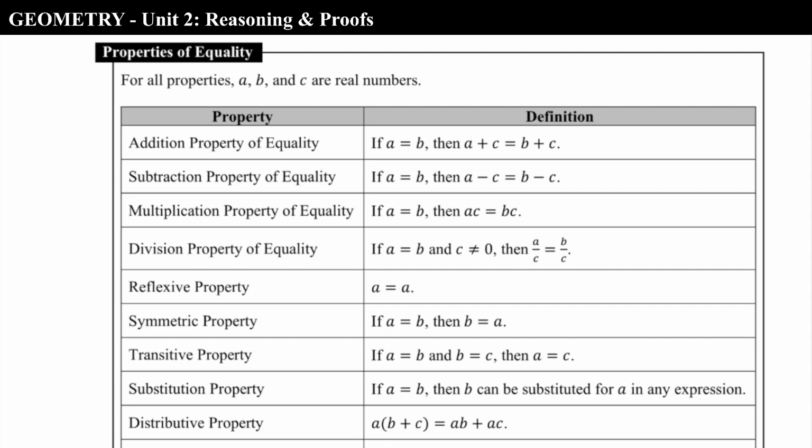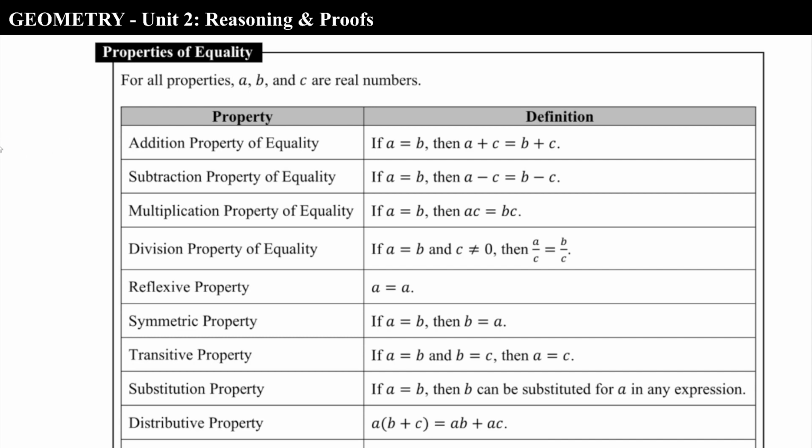So you have the addition, subtraction, multiplication, and division properties of equality. That essentially says if you add, subtract, multiply, or divide something to one side of an equation, you have to do it to the other. The reflexive property simply states that A equals A, so anything is equal to itself. The symmetric property, if A equals B, then B equals A. Okay, so you can flip what's on either side of the equal sign. Transitive property, if A equals B and B equals C, then A equals C.